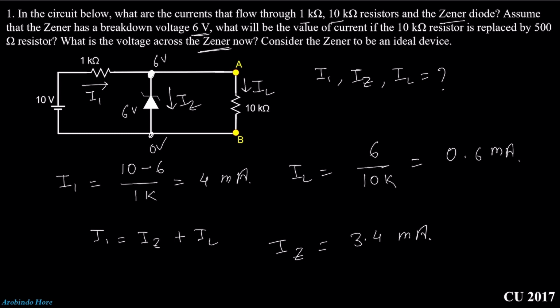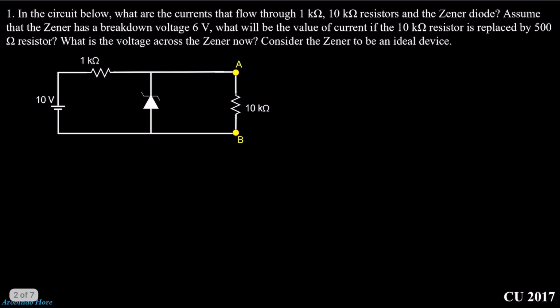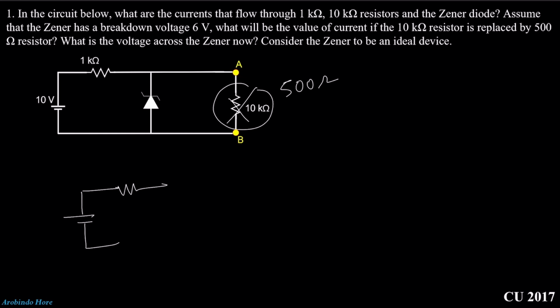What will be the value of current if the 10 kilo ohm resistor is replaced by 500 ohm? So go to the next page. Here they told us to replace this resistance by 500 ohm, right? So let's redraw the circuit. 1k, Zener diode of 6 volt. This is 500 ohm.